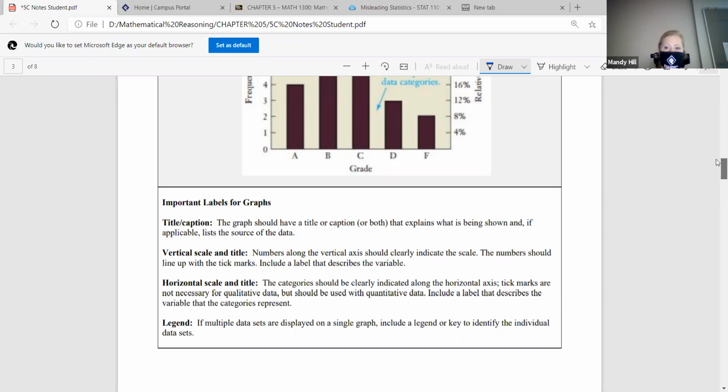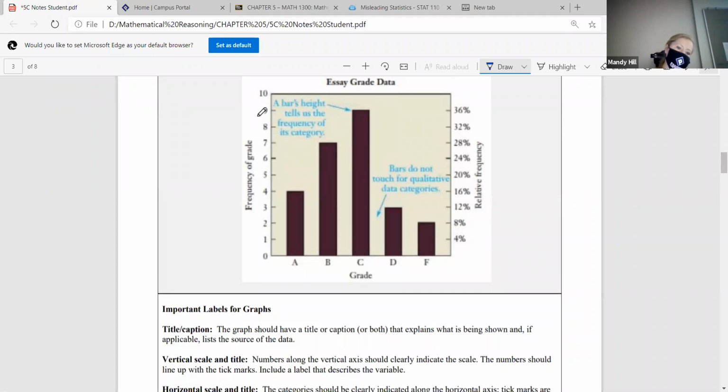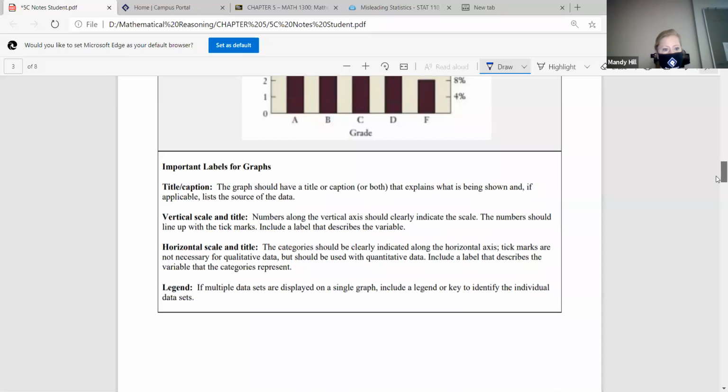We call this our y-axis, but this should have a scale, with numbers over here, right? This one actually has two vertical titles. It should also have a horizontal title going along the bottom as to what you're trying to compare. And then the legend, if there are multiple data sets.